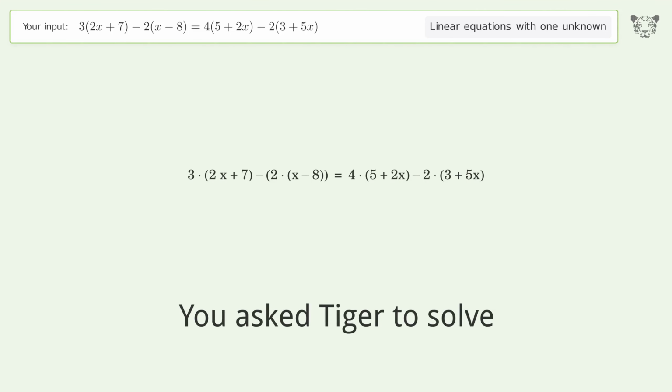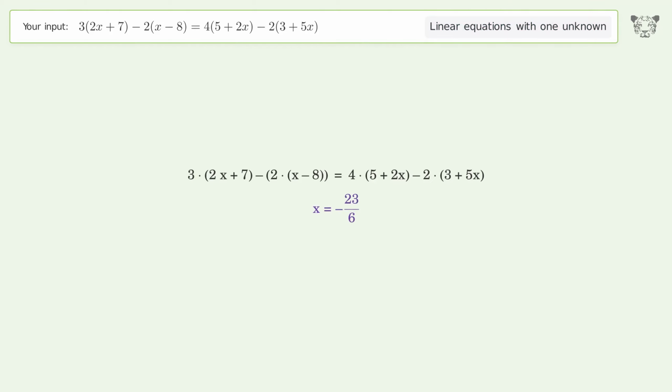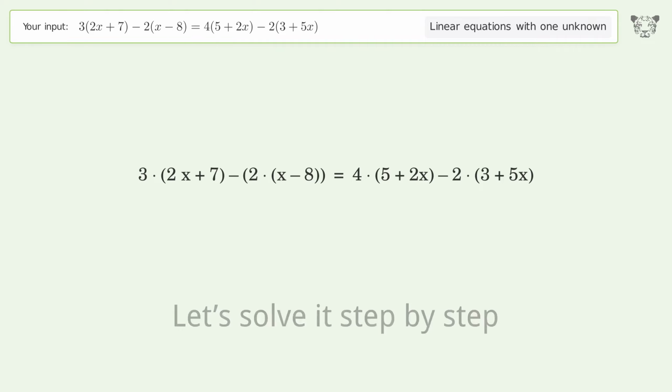You ask Tiger to solve. This deals with linear equations with one unknown. The final result is x equals -23/6. Let's solve it step by step.